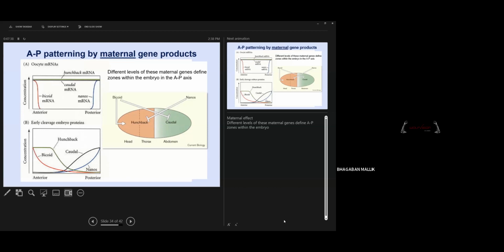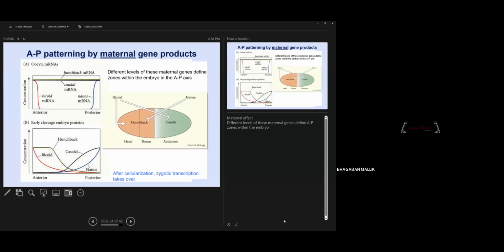And when it develops into the early embryo, a lot of things happen. You have higher expression of bicoid in the anterior side, and it goes down in the posterior side. You have higher expression of nanos in the posterior side, and it goes down in the anterior side. Also you have higher expression of hunchback in the anterior side, and higher expression of caudal in the posterior side. So this is during the early embryo stage, and this is during the oocyte, before the cleavage. Okay.